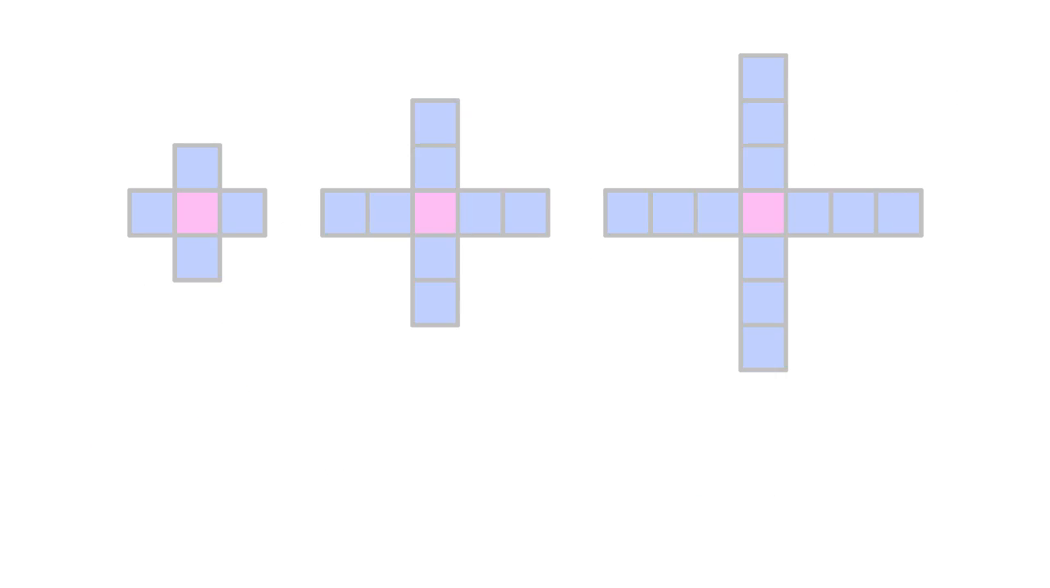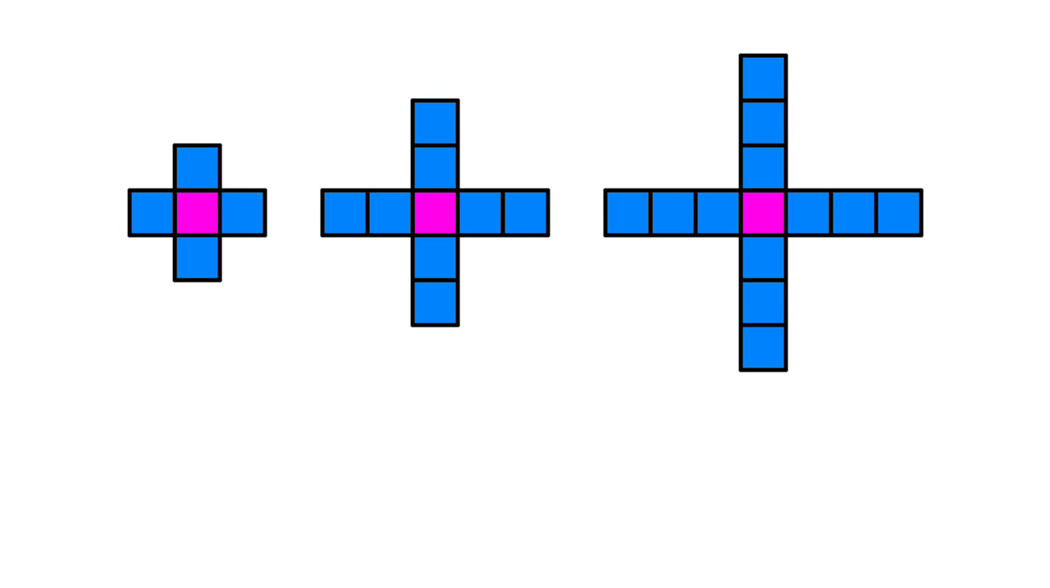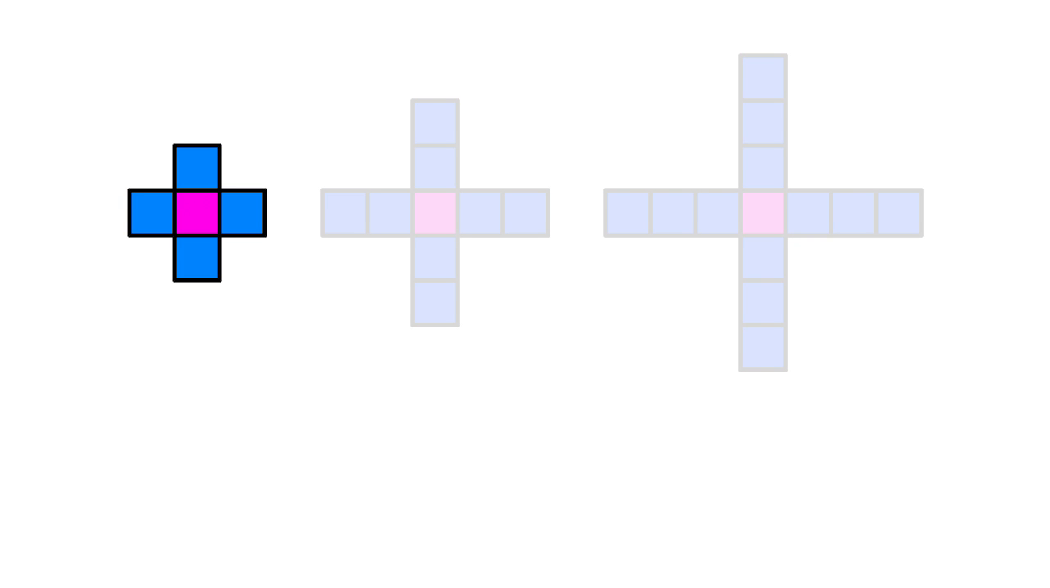Here is an example of another growing pattern, this time made of shapes. First, identify the core, then look at each term to identify how many blocks are added to the core of the pattern. The core is the center square with a square on each side.